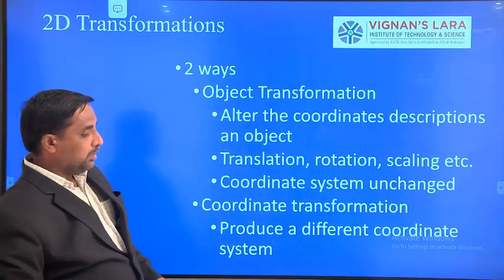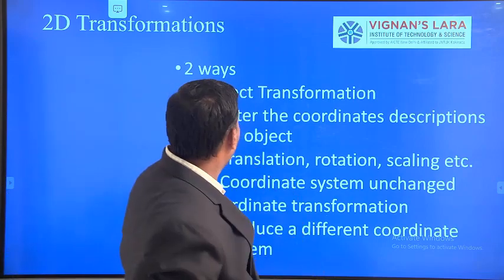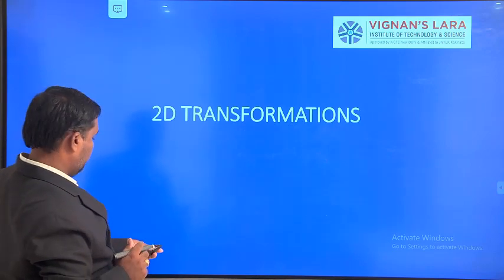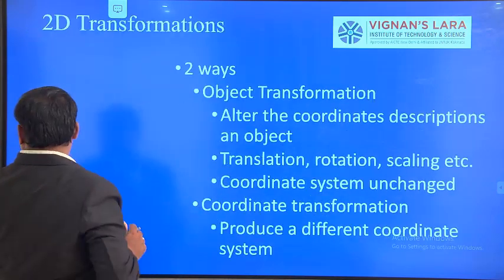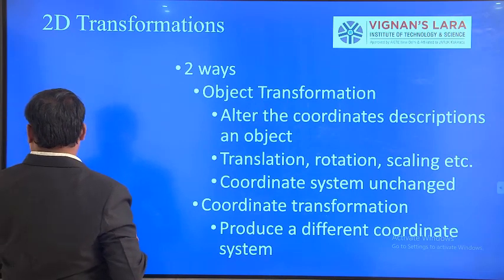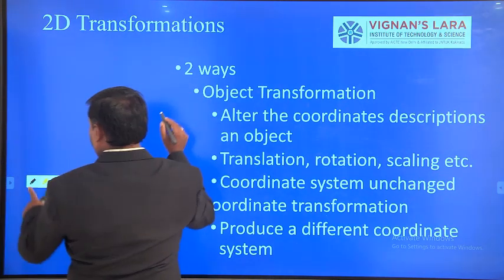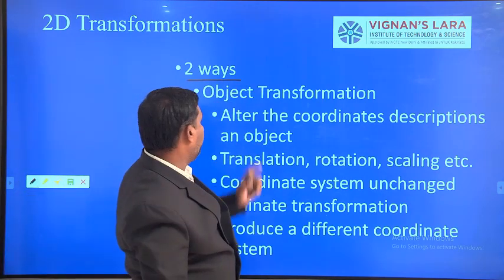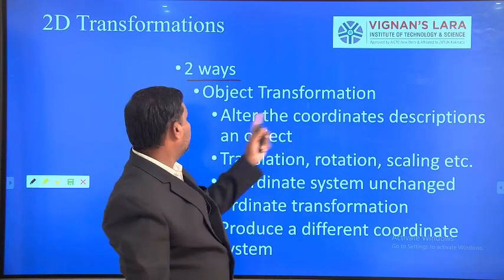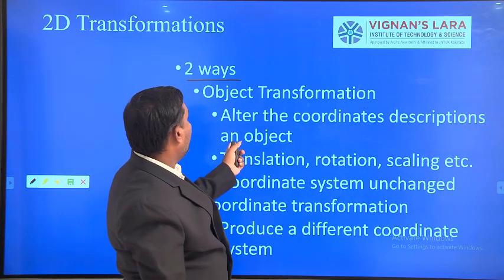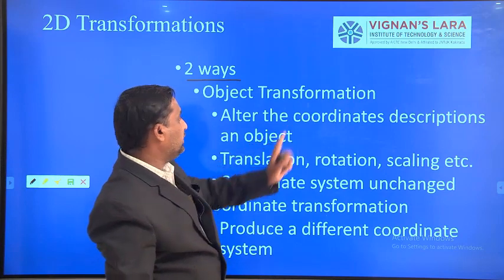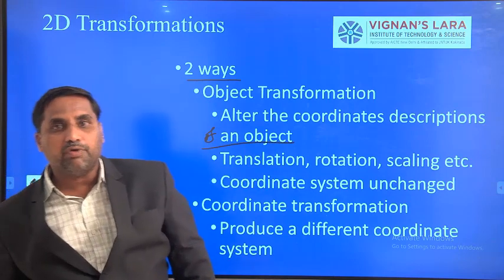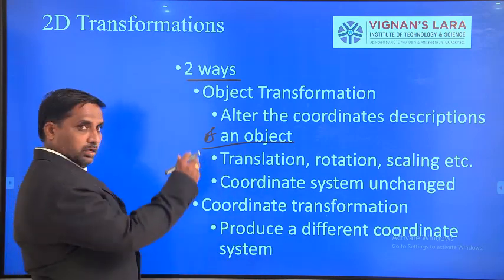Next, what are the ways of transformations? There are two ways of transformations. One is object transformation. That means we alter the coordinate descriptions of an object, that means the coordinate values we have to change. Then we can get the transformation.